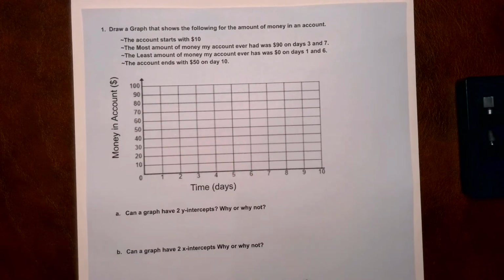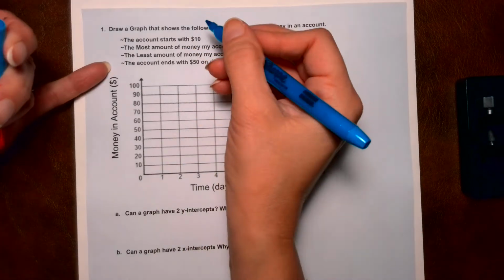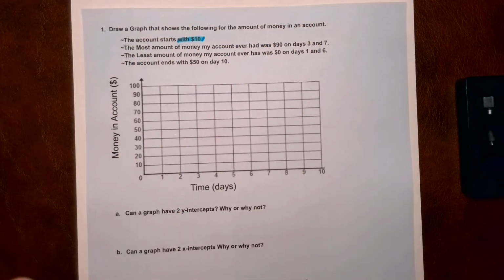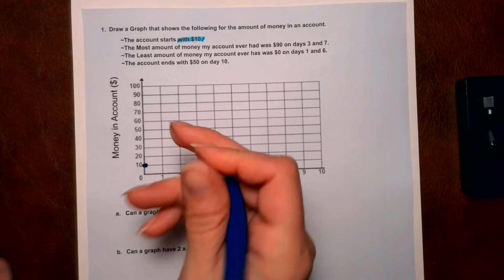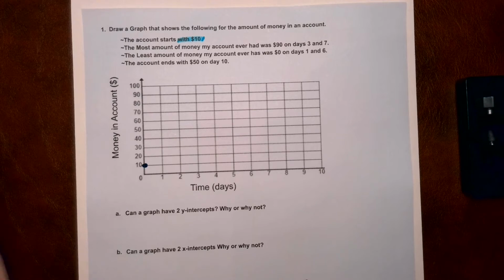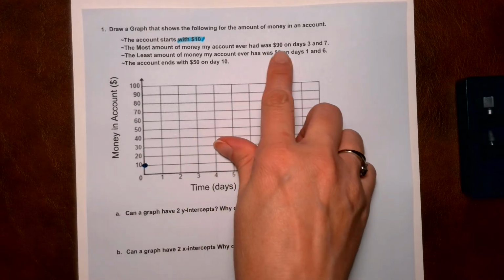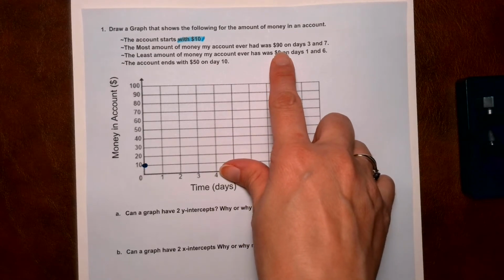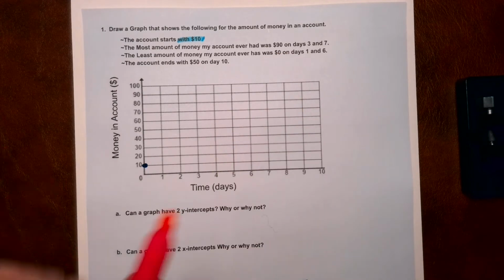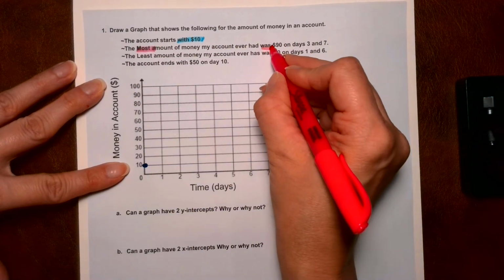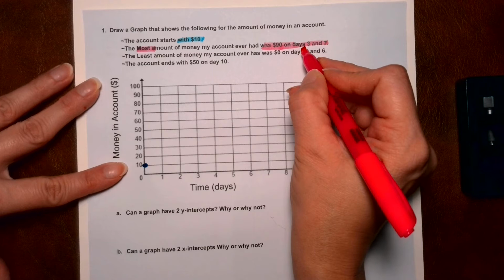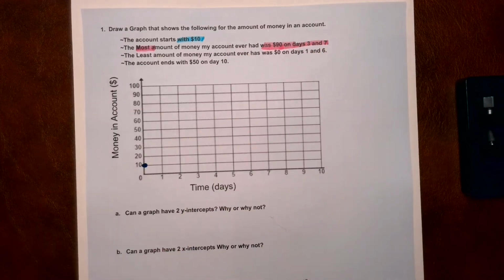Okay, so the graph starts with $10. That's going to go right here. $10. Okay. The most amount of money in my account that it ever had was $90. Okay, so that's going to be the most I ever had. Happened on day 3 and 7.